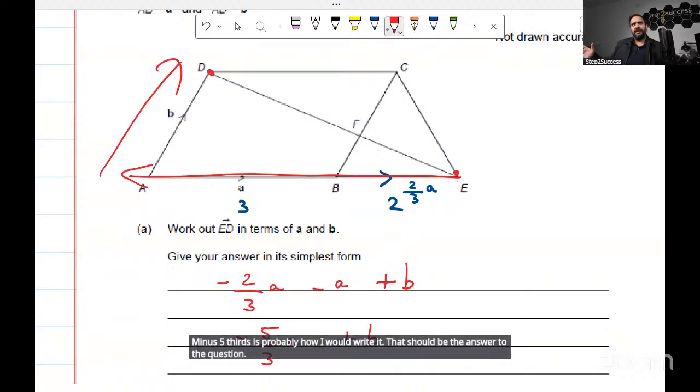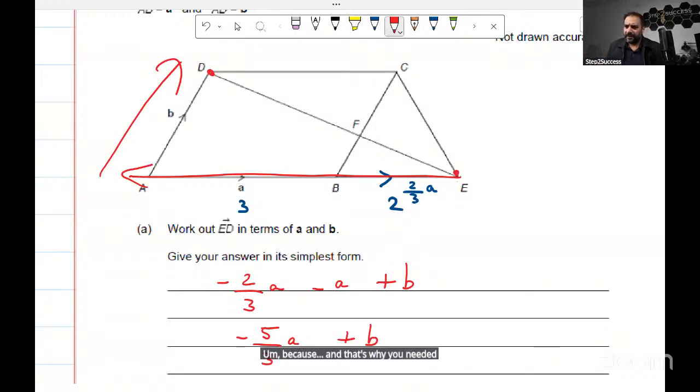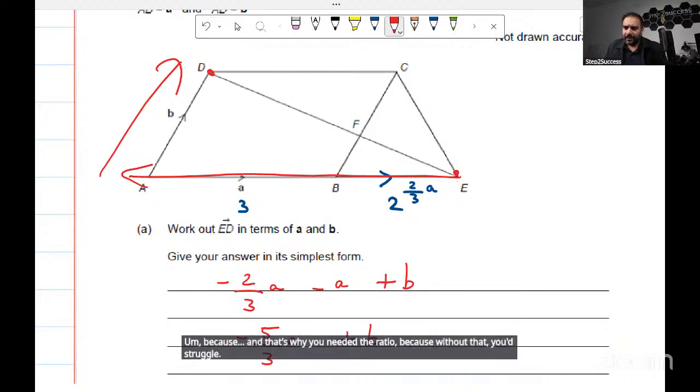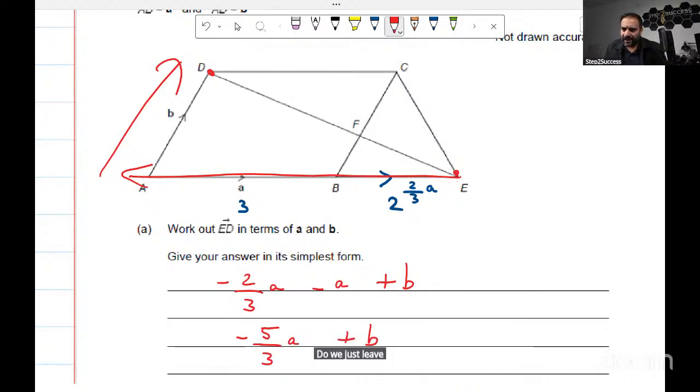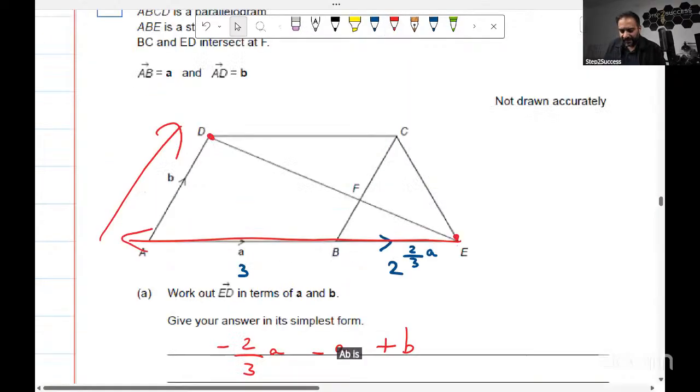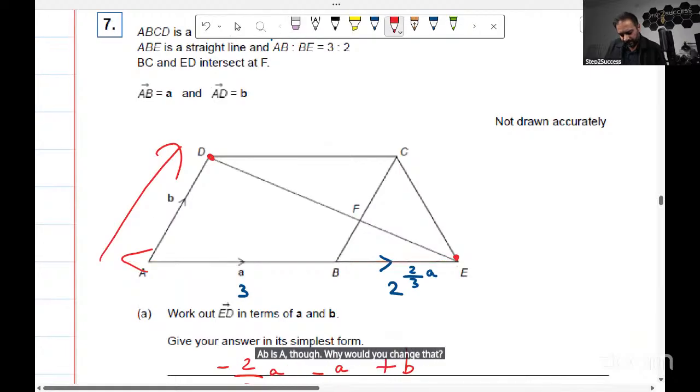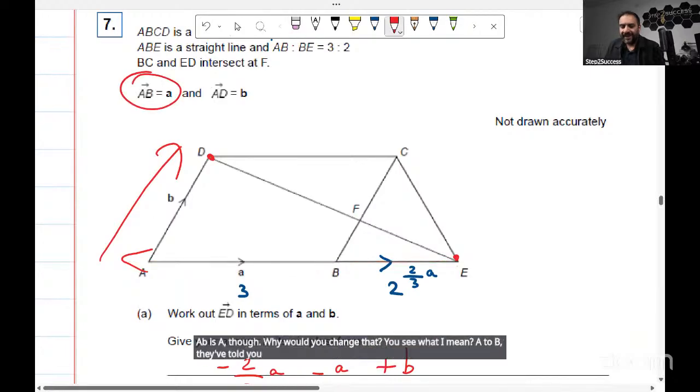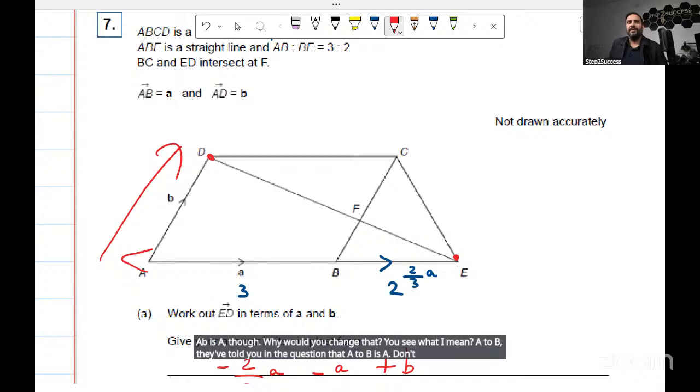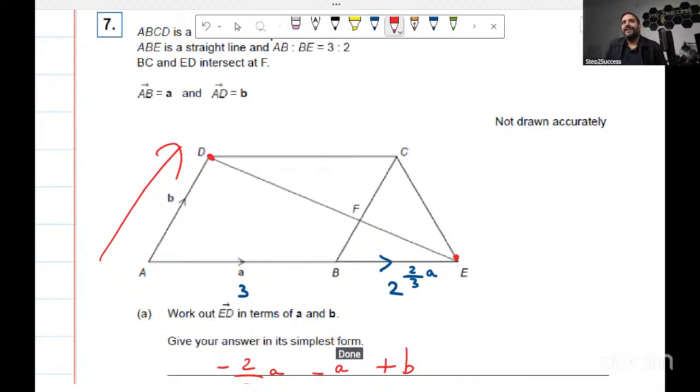And that's why you needed the ratio, because without that you'd struggle. Do we just leave AB as A or make it 3 over 2A? AB is A though. Why would you change that? You see what I mean? A to B, they've told you in the question that A to B is A. Don't change what's in the question. So A to B is the vector A. Done. B to E is a bit less than it, and it's 2/3 of it, basically. So that's what B to E is.